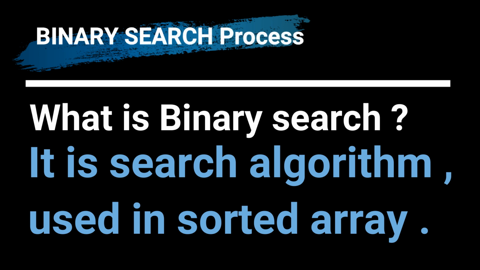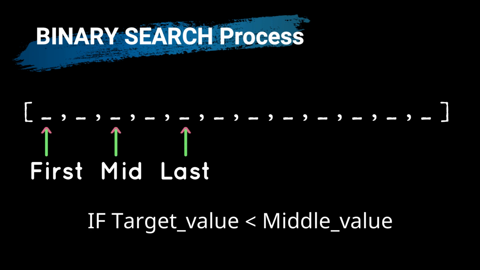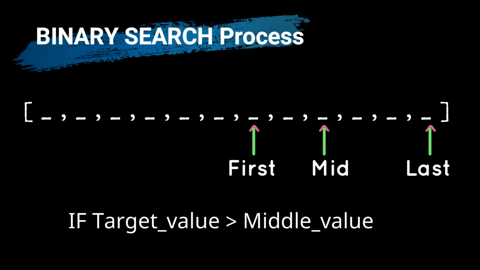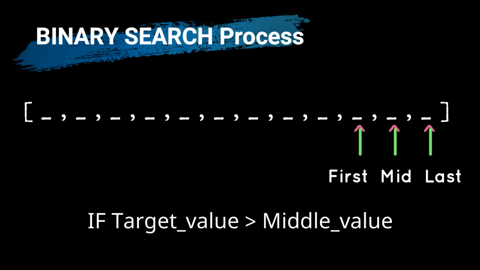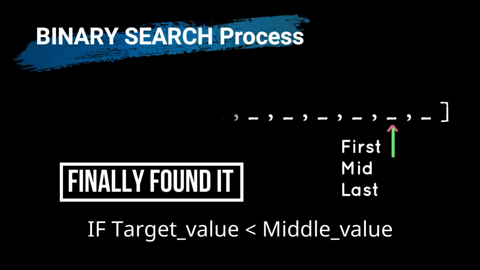It is a search algorithm that is used in a sorted array, in which we repeatedly divide our search interval in half. Begin with an interval covering the whole array. If the value to be searched is less than the item in the middle of the interval, then narrow the interval to the lower half. Otherwise, narrow it to the upper half, and we will repeatedly check until the value is found or the interval is empty. Let's take an example, then understand the concept of it.